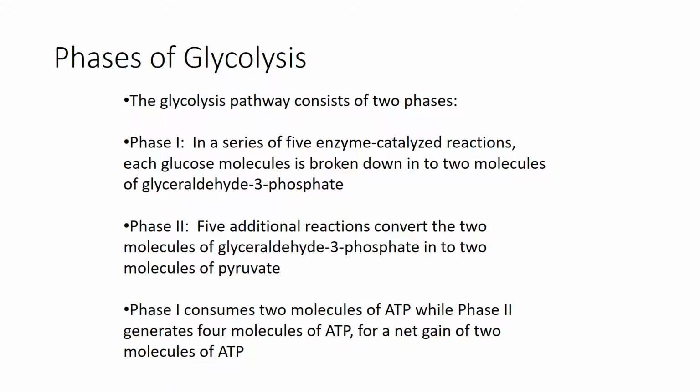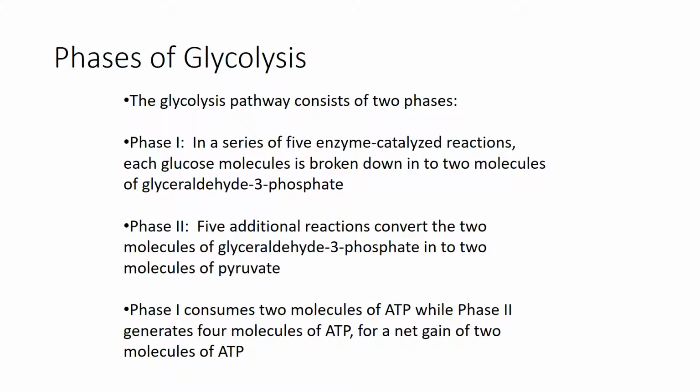There are two phases in glycolysis. We're going to look at these separately. Phase 1 requires an investment of energy and consists of 5 enzyme catalyzed reactions, where each molecule of glucose is broken down into 2 molecules of glyceraldehyde 3-phosphate. It costs 2 ATP molecules to produce the glyceraldehyde 3-phosphate.